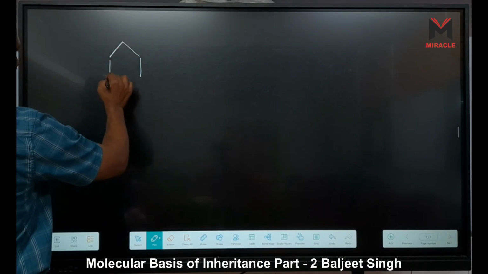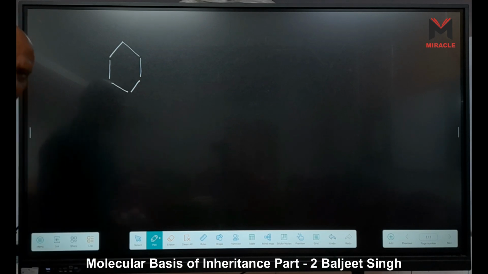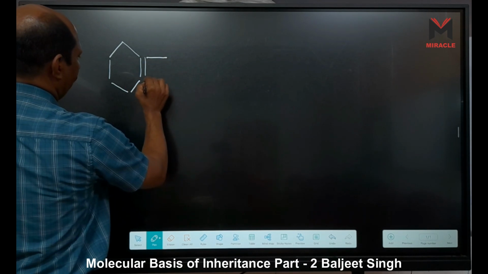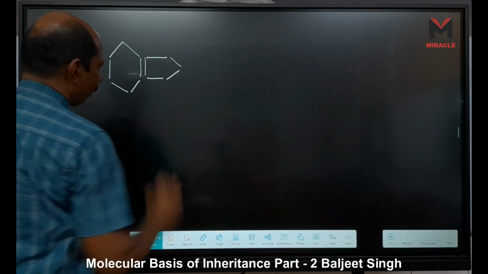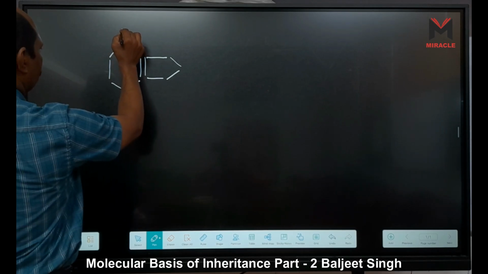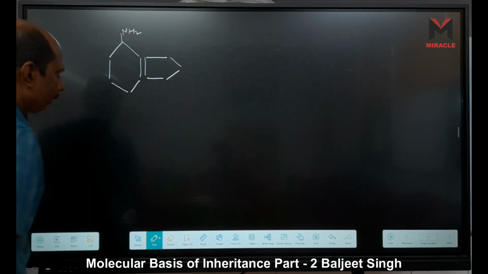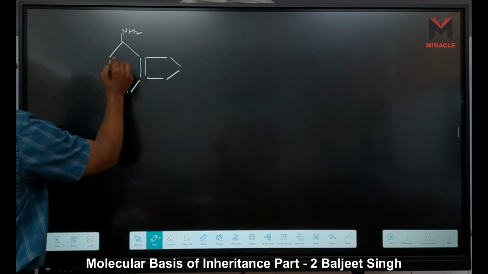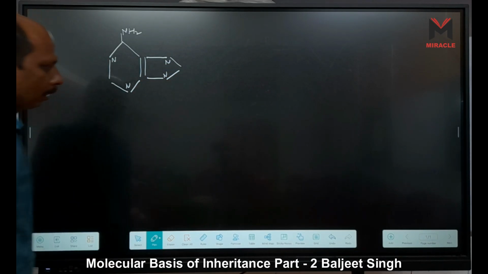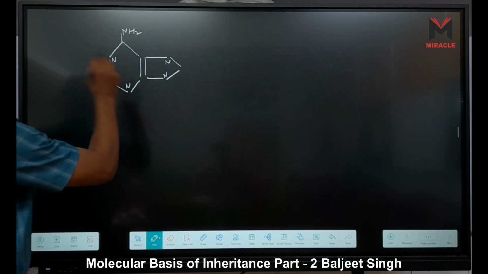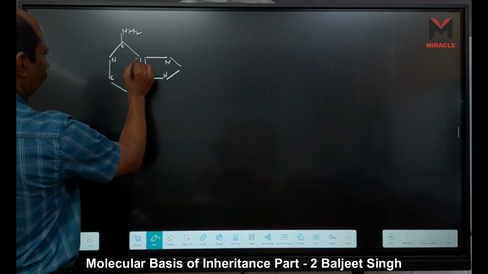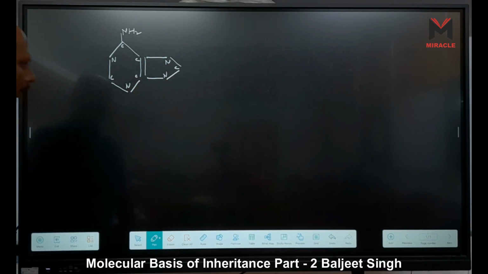We know this is the base structure of purines, because adenine is a purine, right? That is a double ring structure. Adenine contains an NH2 group, right? Now this is the position of nitrogen. I already discussed this with you last time. This is the position of nitrogen. This is carbon, here also carbon, and this side carbon.